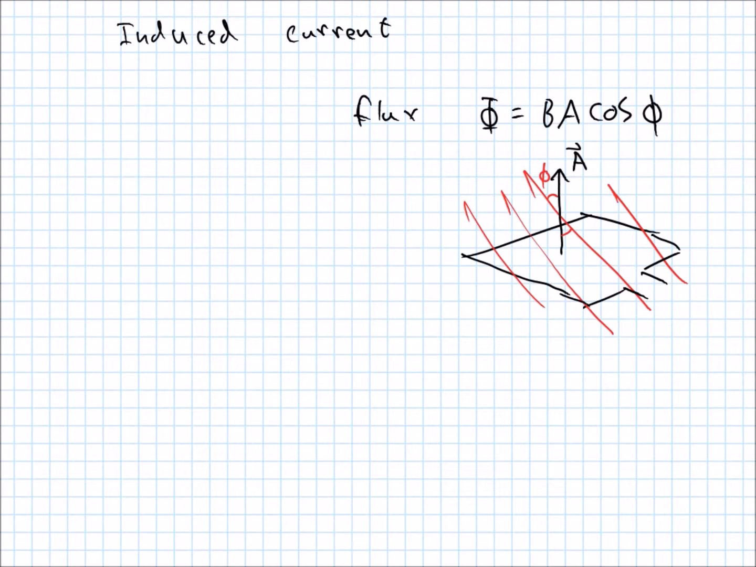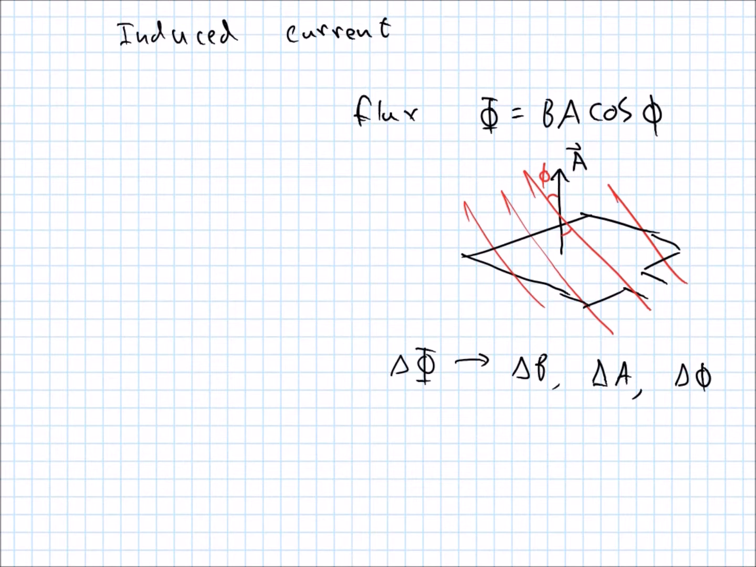Okay, so back to current. In order to have an induced current, you have to have a change in magnetic flux, which means that you must have either a change in magnetic field, or a change in area, or a change in angle. Look at the equation. If flux changes, one of those three things must change. So let's imagine a changing magnetic field first, and see how that affects the direction of induced current.